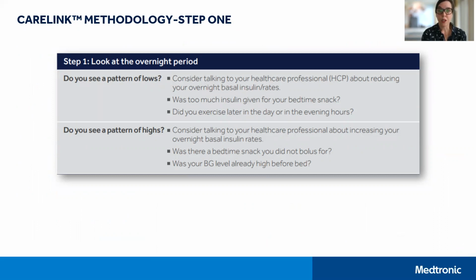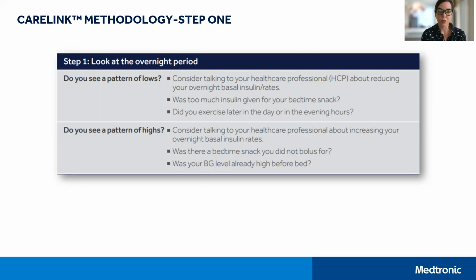And so this could be a full third of your day that, if we can get that in range, will have a huge impact on your A1C. But we also know that when you start your day in range, the rest of your day follows better. When we look at the overnight period, we're basically looking for a pattern of lows or a pattern of highs. We look for lows first because that's when you're most at risk or most vulnerable.